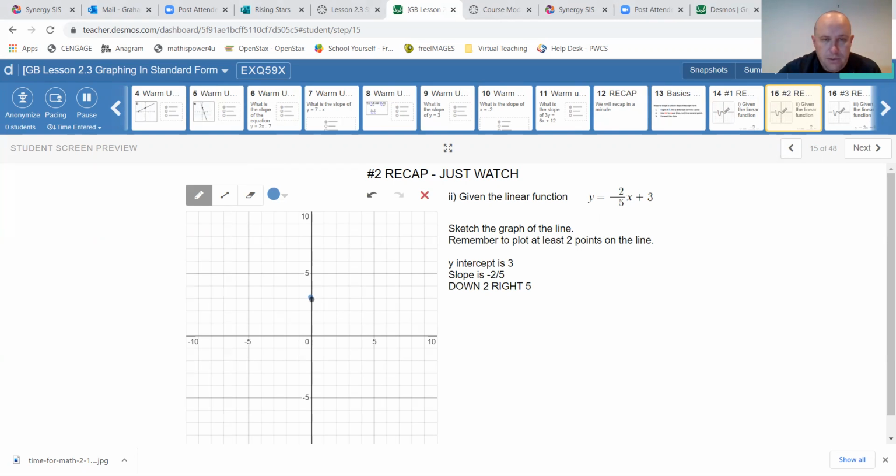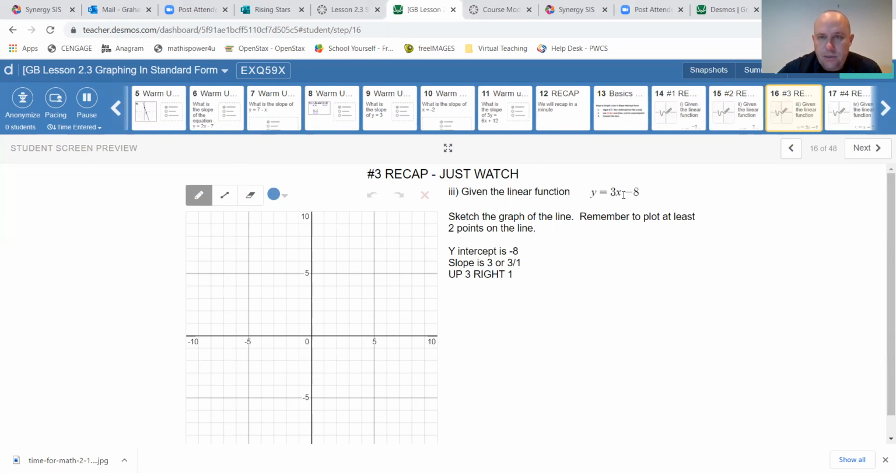So as I'm doing -2 over 5, that means I go down 2, and then I run 5 squares, and the run again is always to the right. And you could do another dot if you really wanted to. Down 2, and across 5.